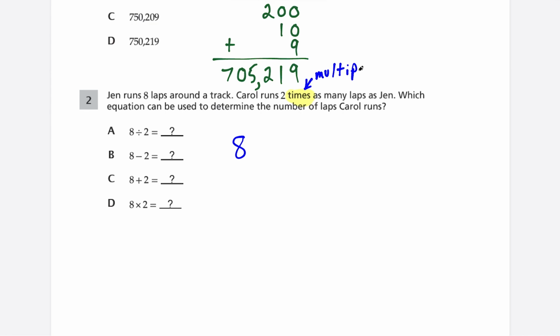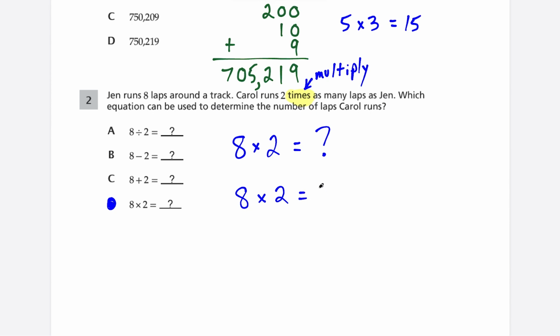And just think of something like 5 times 3. I could say 5 times 3, or I could say 5 multiplied by 3, and I could write out my equation here, 5 times 3 equals 15. So in this case here, if Carol runs 2 times as many laps as Jen, and Jen runs 8 laps, we're going to go times 2 here and say this equals blank. So all we have to do is look for the corresponding equation, and this is going to match up with choice D.